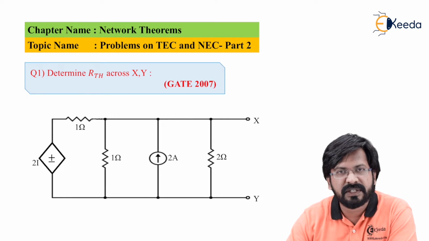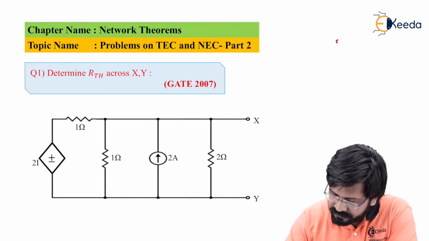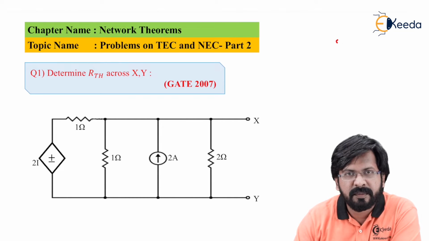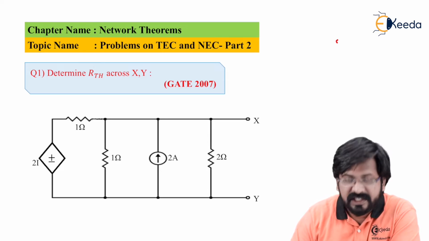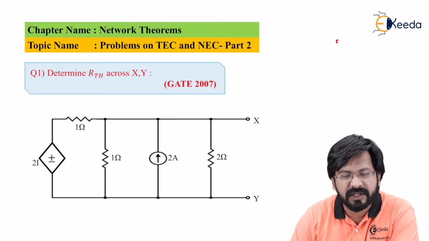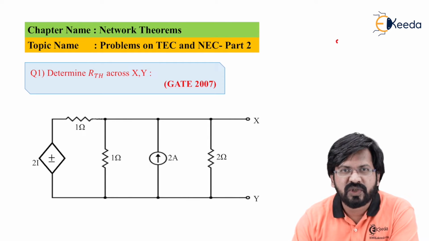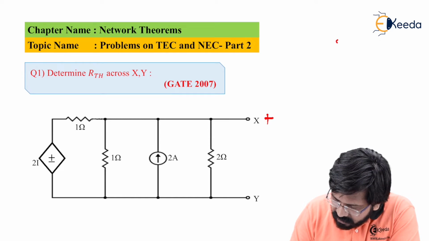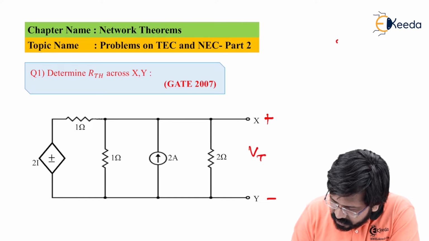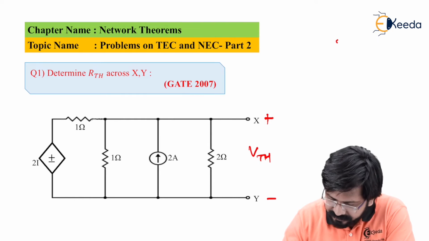I'm sure you have seen the previous video where I have already explained the procedure to be followed to get TEC and NEC. So if you remember, the first point was to identify 2 points, let's say X and Y, across which we have to find Thevenin's equivalent circuit. Step number 1 was to open circuit these 2 points, but right now these 2 points are already open circuited. So I will be directly finding VTH across X and Y.